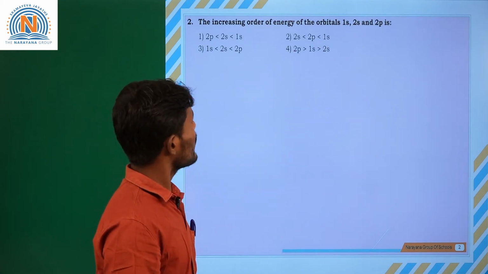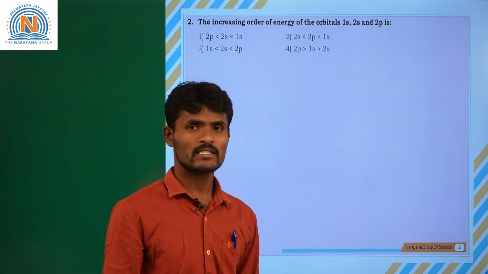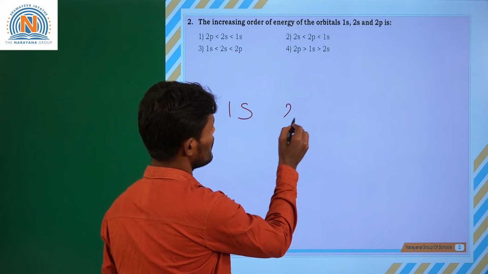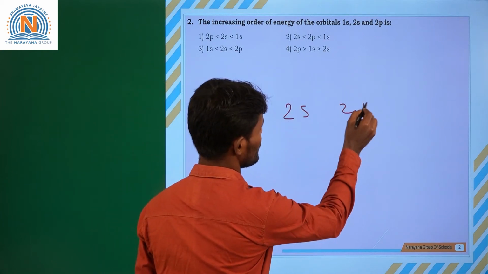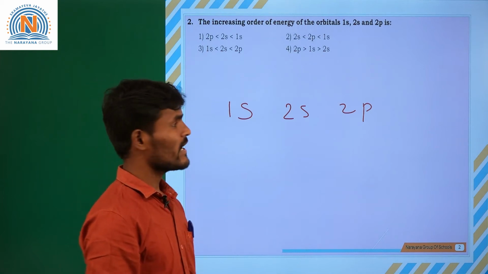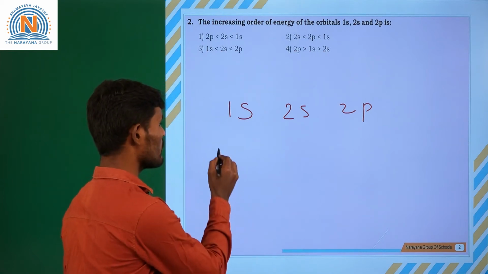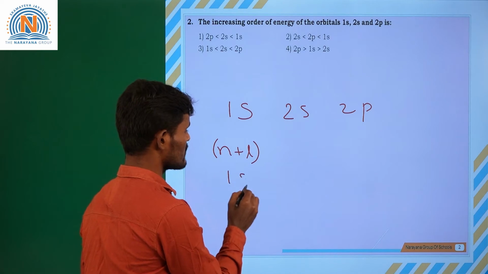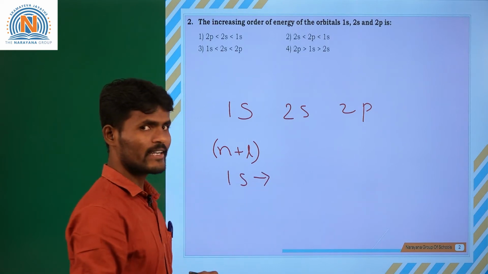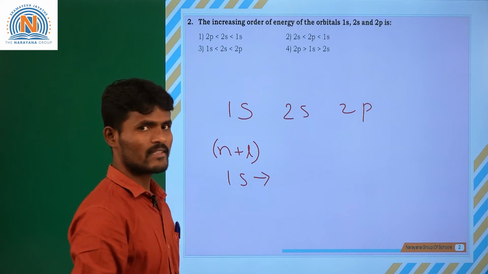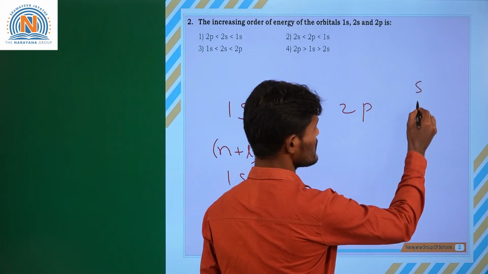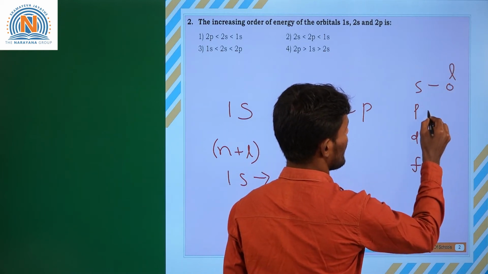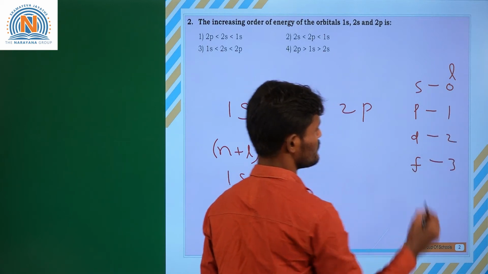The increasing order of energy of the orbitals 1s, 2s, 2p. How can you say the increasing order of these orbitals? Based on the n plus l rule. Here in 1s, the number 1 indicates the shell number, and this is the s orbital. The orbitals are s, p, d and f, and their l values are 0, 1, 2 and 3.